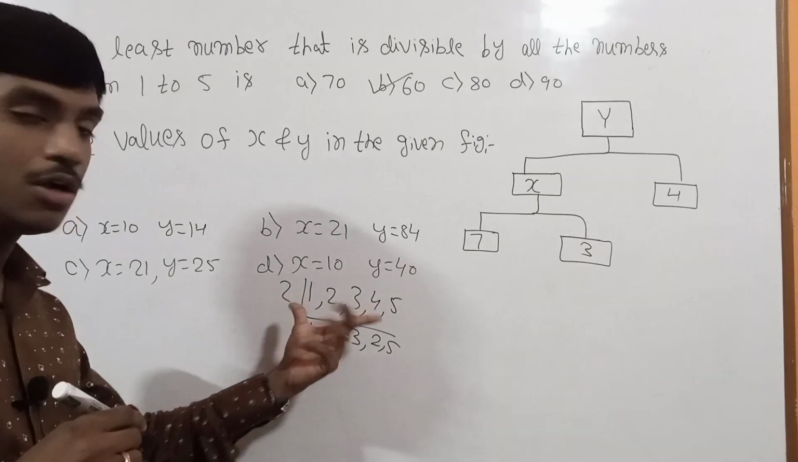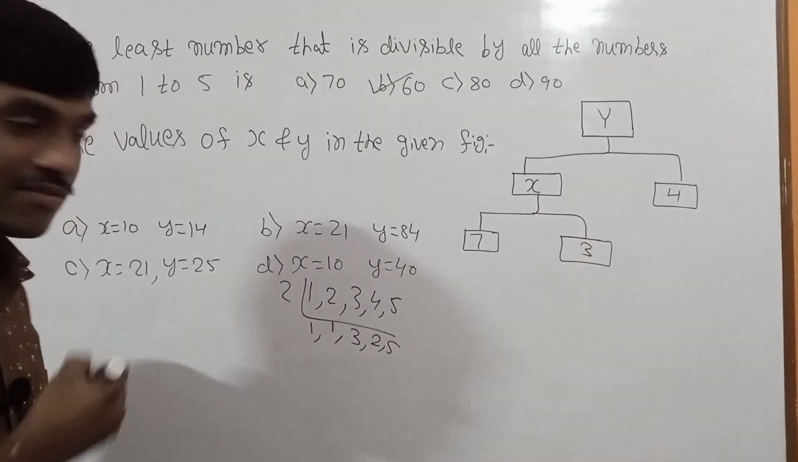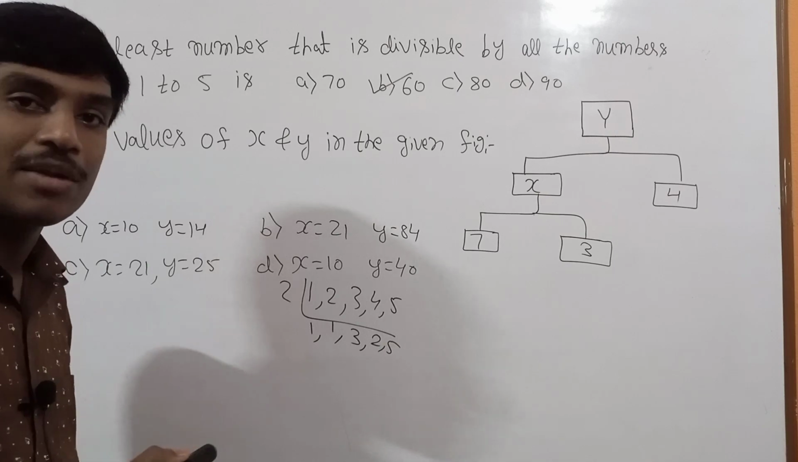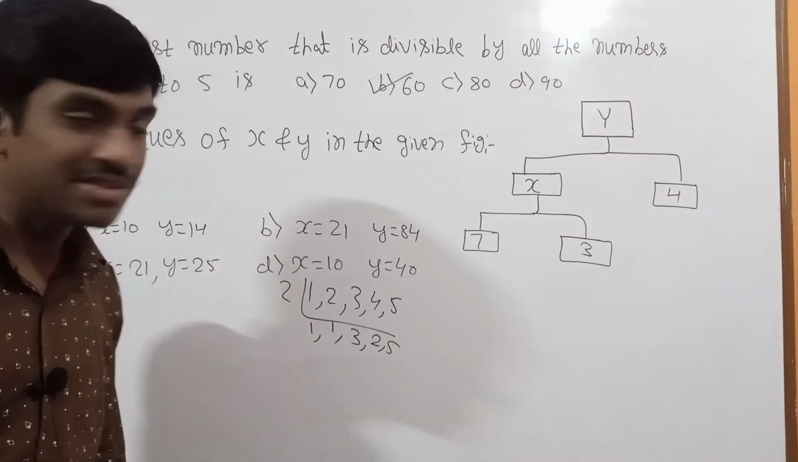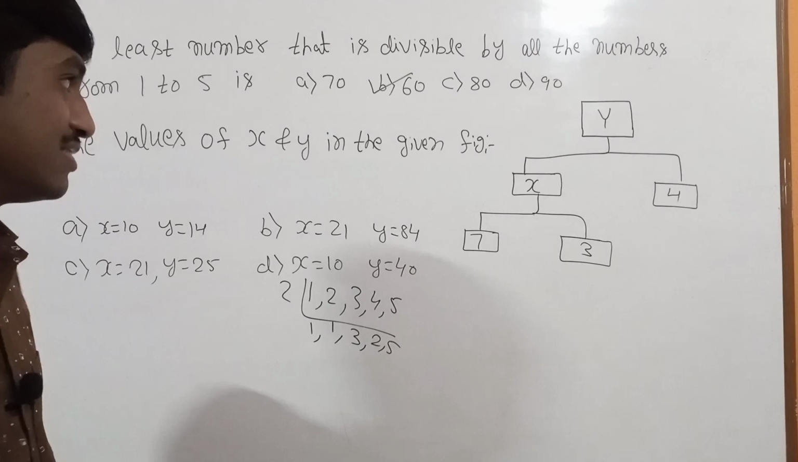So we just took the LCM of 1 to 5, and if they give from 1 to 10, you have to find the LCM of all the numbers from 1 to 10. Whatever we get, that's the answer.